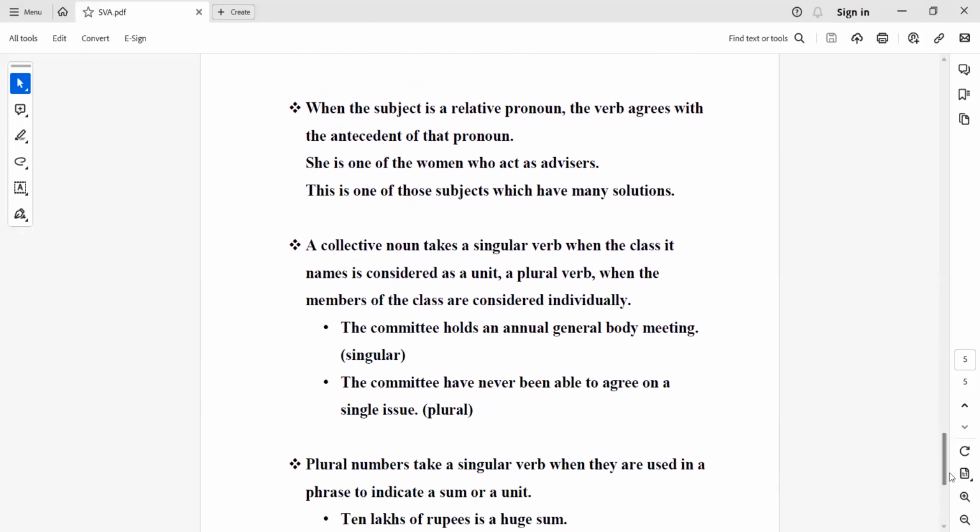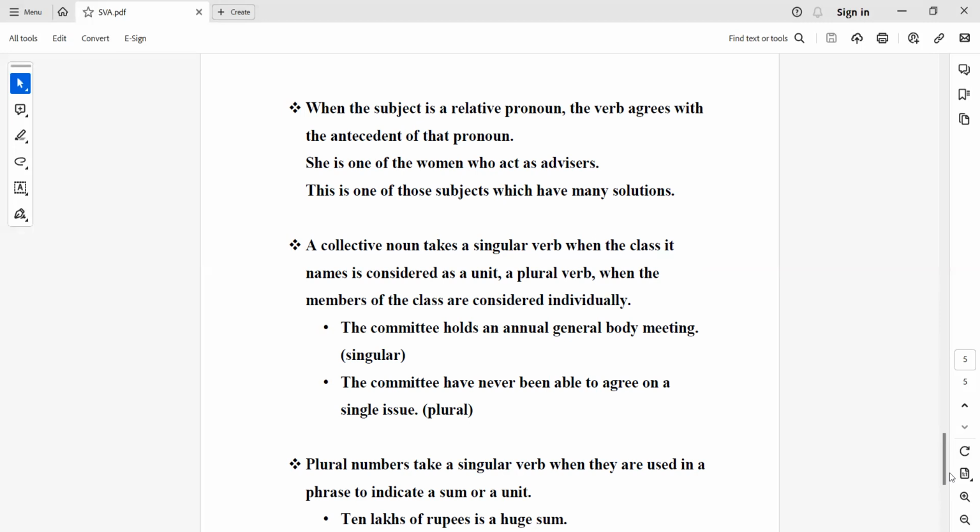Then the next rule is when the subject is a relative pronoun, the verb agrees with the antecedent of that pronoun. For example, she is one of the women who act as advisors. This is one of those subjects which have many solutions.